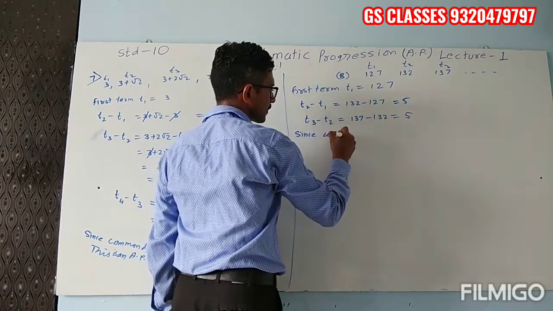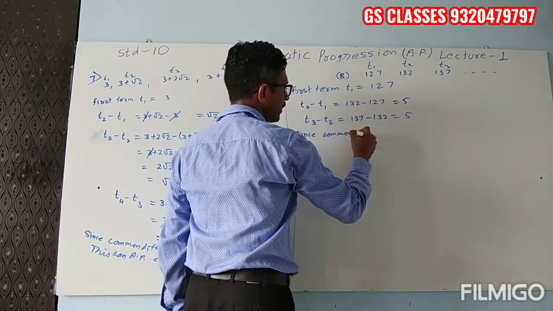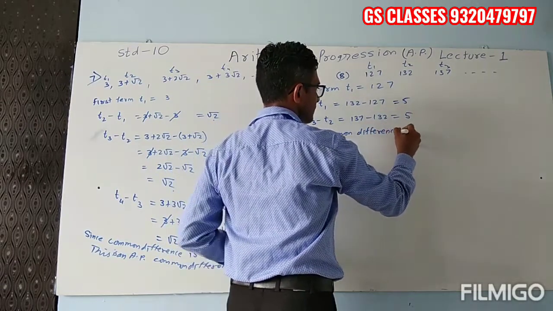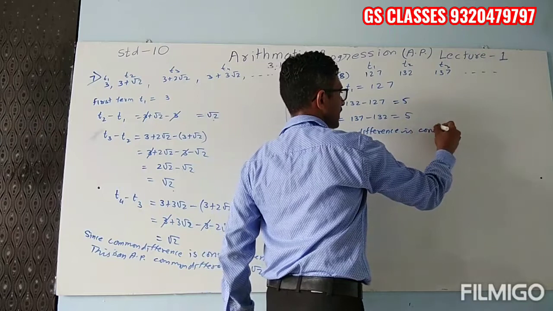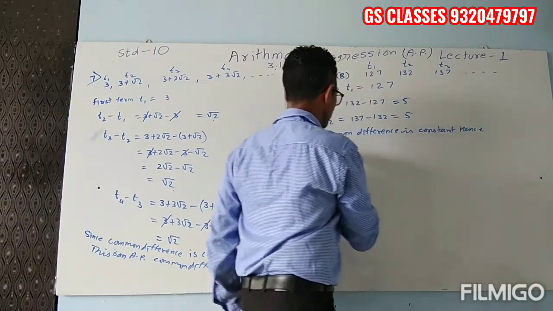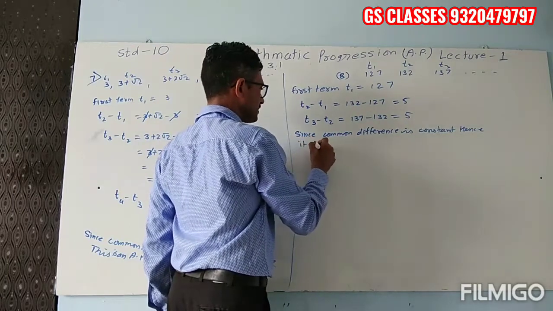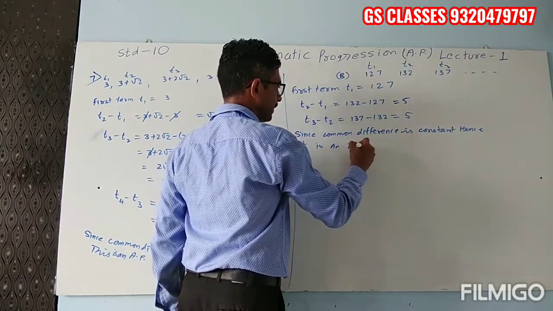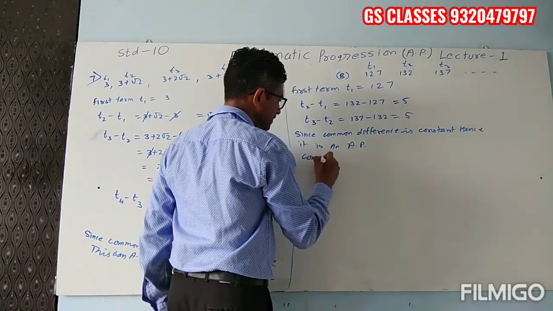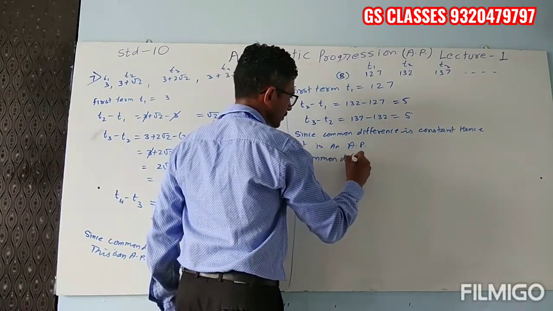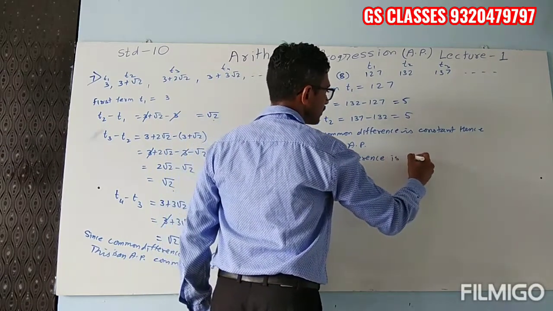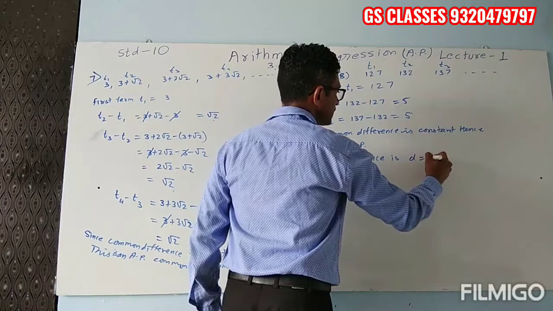Since common difference is constant, hence it is an AP. Common difference is D, which is 5.